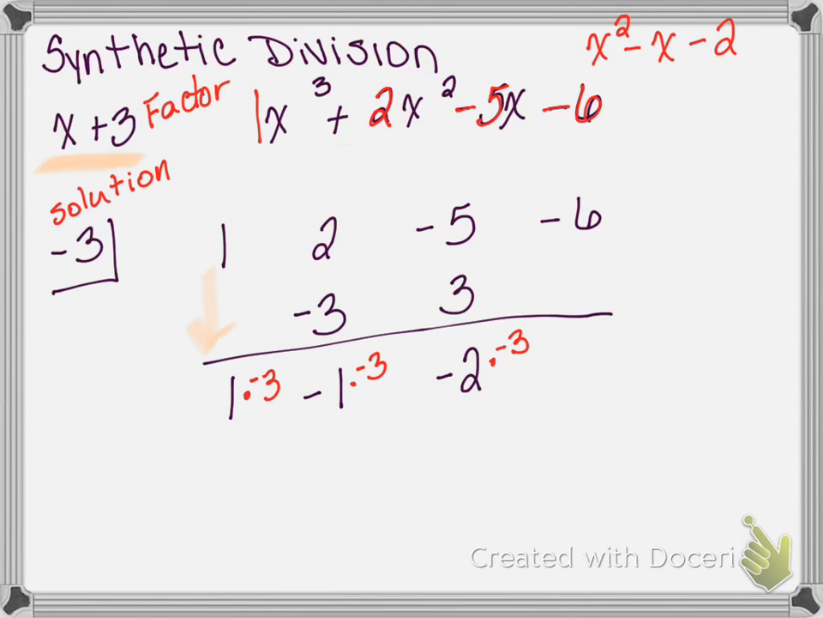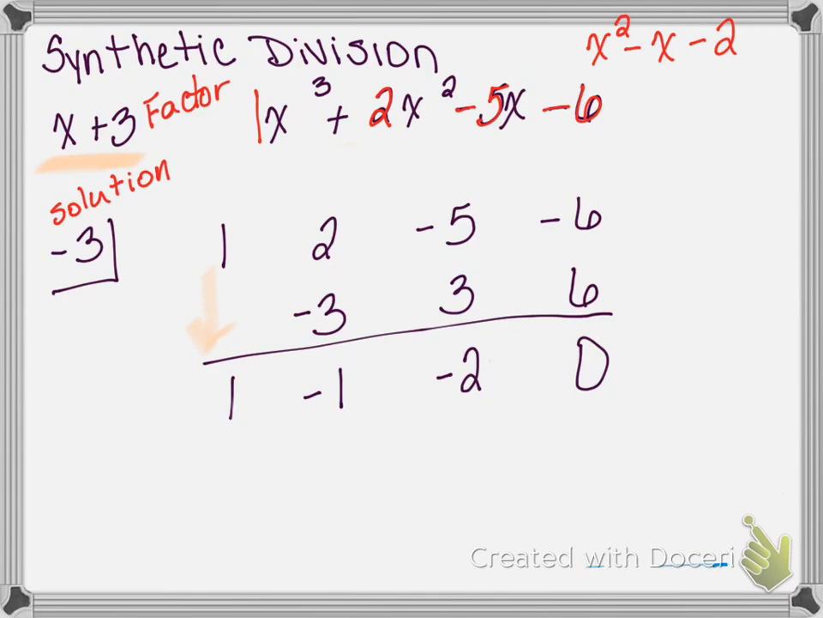Negative 2 times negative 3 gives me positive 6. And negative 6 and positive 6 gives me 0. So let's talk a little bit about what all of these different numbers mean. The answer that I've gotten with synthetic division is 1, negative 1, negative 2, and 0.